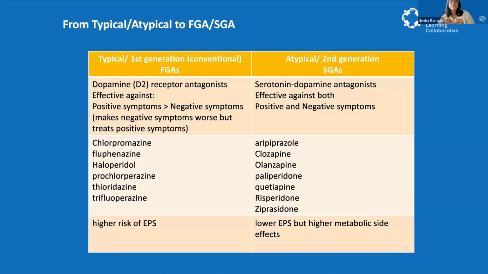While the atypicals, or the serotonin-dopamine antagonists, are effective against both positive and negative symptoms. You must have heard about olanzapine, risperidone, aripiprazole, there's clozapine, paliperidone, ziprasidone. These have a lower risk for extrapyramidal side effects, but they have a higher risk of metabolic side effects.